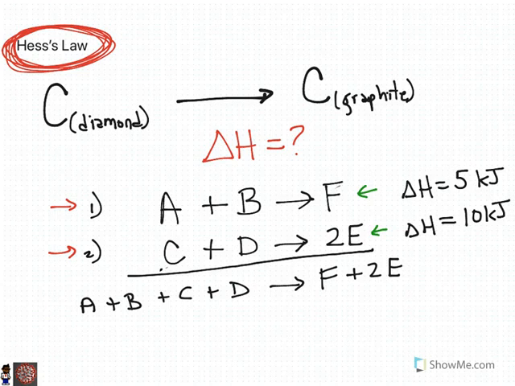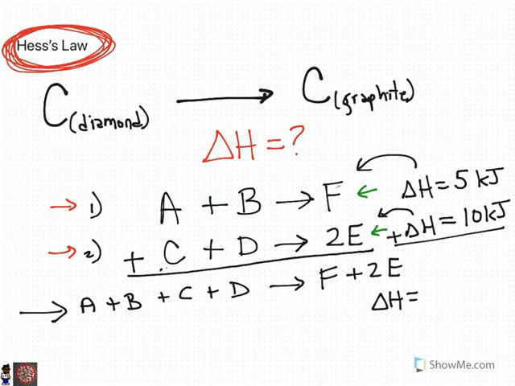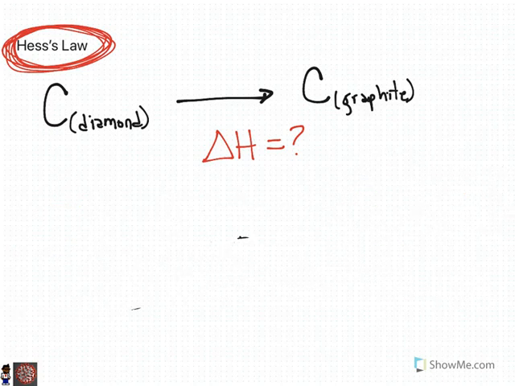So the idea is that if we know the delta H for two reactions, if we were to add up the reactions and we got a brand new overall reaction, how would we find the delta H? Simple. Just like we added up the reactions, we can add up the delta H's. So 5 plus 10 gives us 15. That's Hess's law. Now obviously it's going to get a little bit more complicated, so let me give you another example.